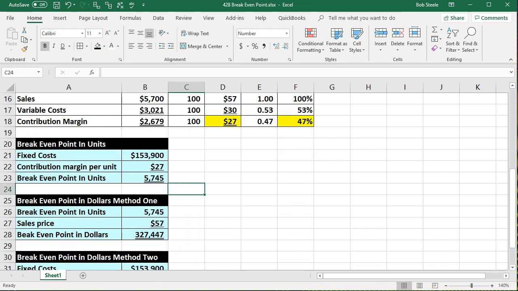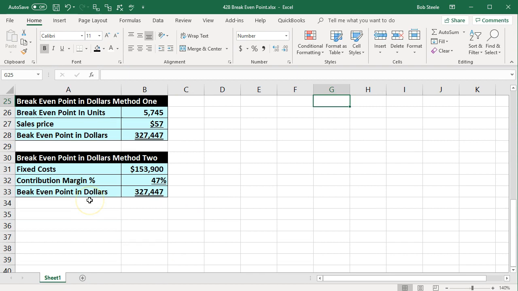That's what you need. The next thing we can do is test the break-even point. In order to test the break-even point, we'll put together a contribution margin type of income statement. So remember, we're always working with a contribution margin type of income statement, not sales minus cost of goods sold, but sales minus variable costs gives us the contribution margin. We can compare that to the fixed costs then.